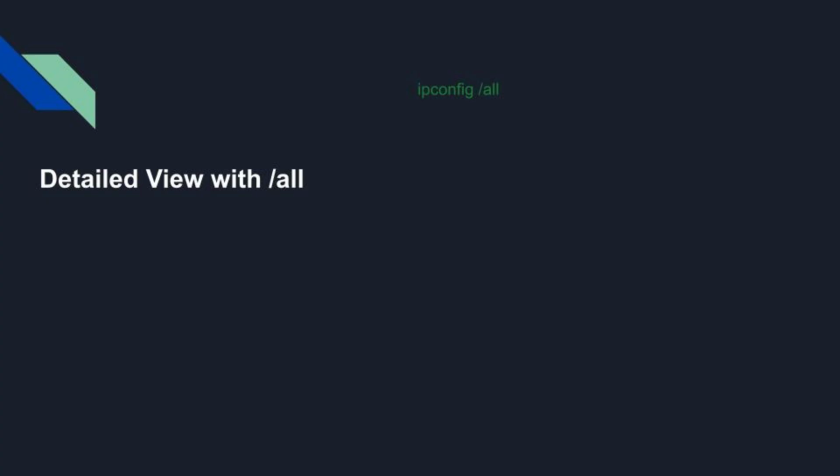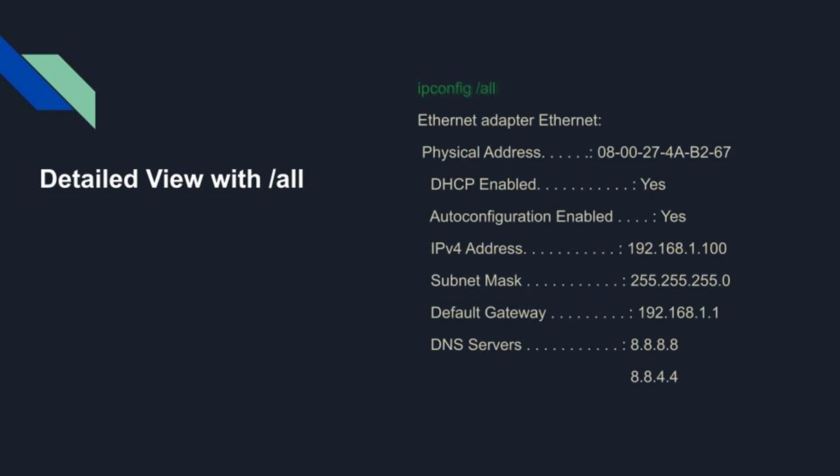Detailed view with ipconfig /all. Now, if you want more details, type ipconfig /all. This will show the MAC address of your adapter, whether DHCP is enabled, which DNS servers you're using, lease obtained and lease expiration times. For example, this tells us the system is using Google's DNS servers 8.8.8.8 and 8.8.4.4. If websites aren't loading, DNS info here is critical.